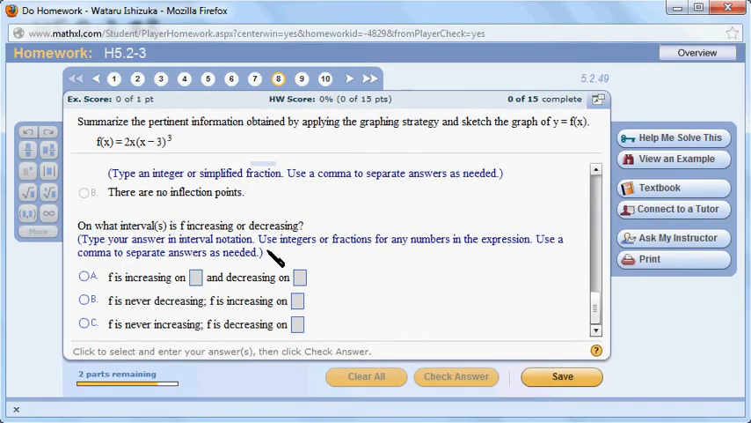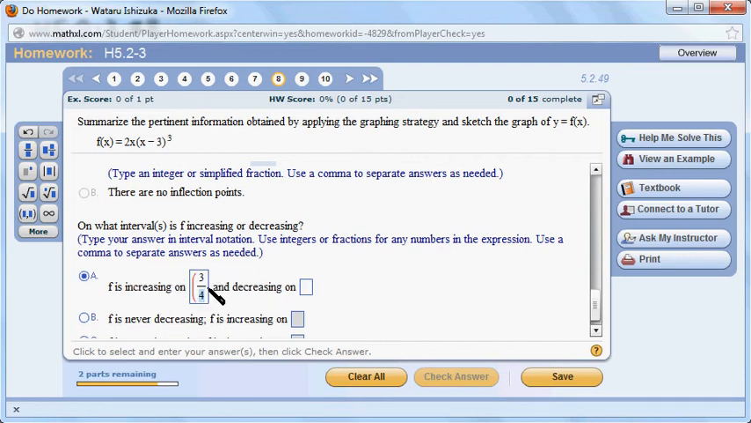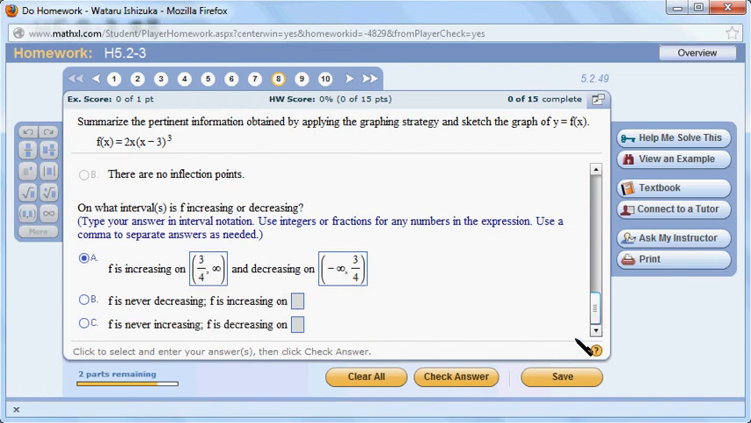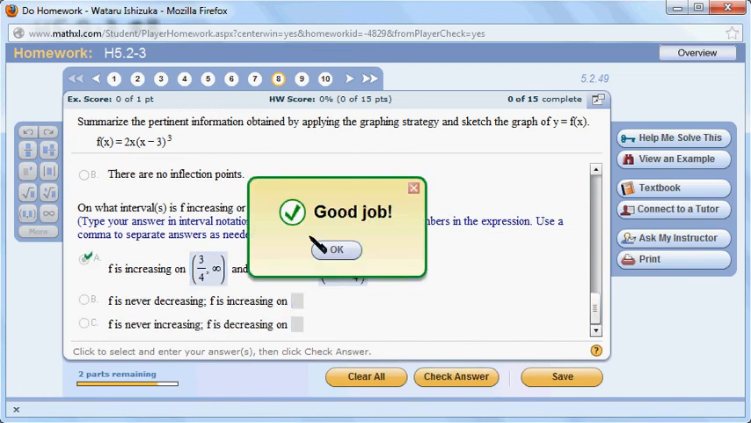So f is increasing on the interval from 3/4 to infinity, and decreasing on negative infinity to 3/4. Then let's check the answer. Got that.